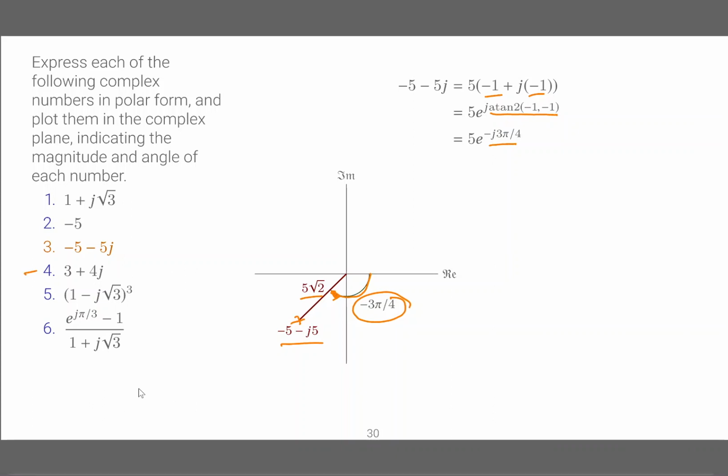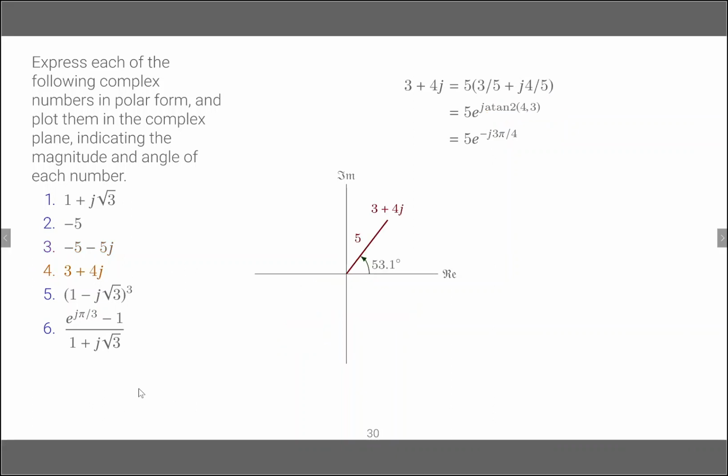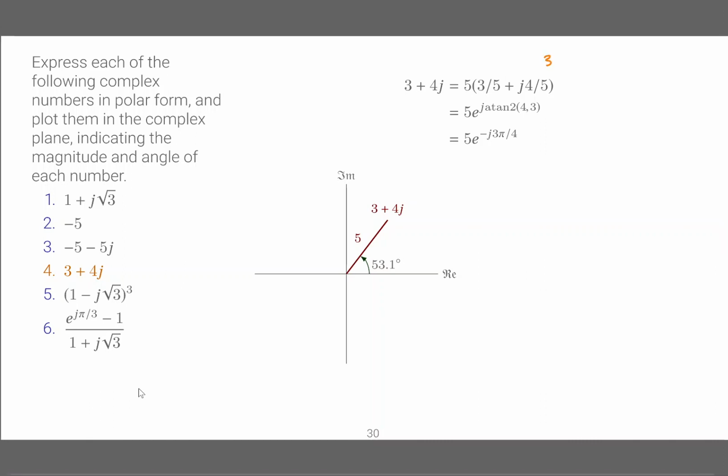Okay, then next one is 3 plus 4j. So for 3 plus 4j, 3 squared plus 4 squared, square root, is equal to 5. So you divide this by 5 and multiply by 5. So the magnitude is 5, and the angle is atan2 of 4 comma 3. So you get 5 e to the power of j (53.1 divided by 180 times pi). That's the angle. So this is the angle in degrees, so the magnitude is 5, and here is the complex number.